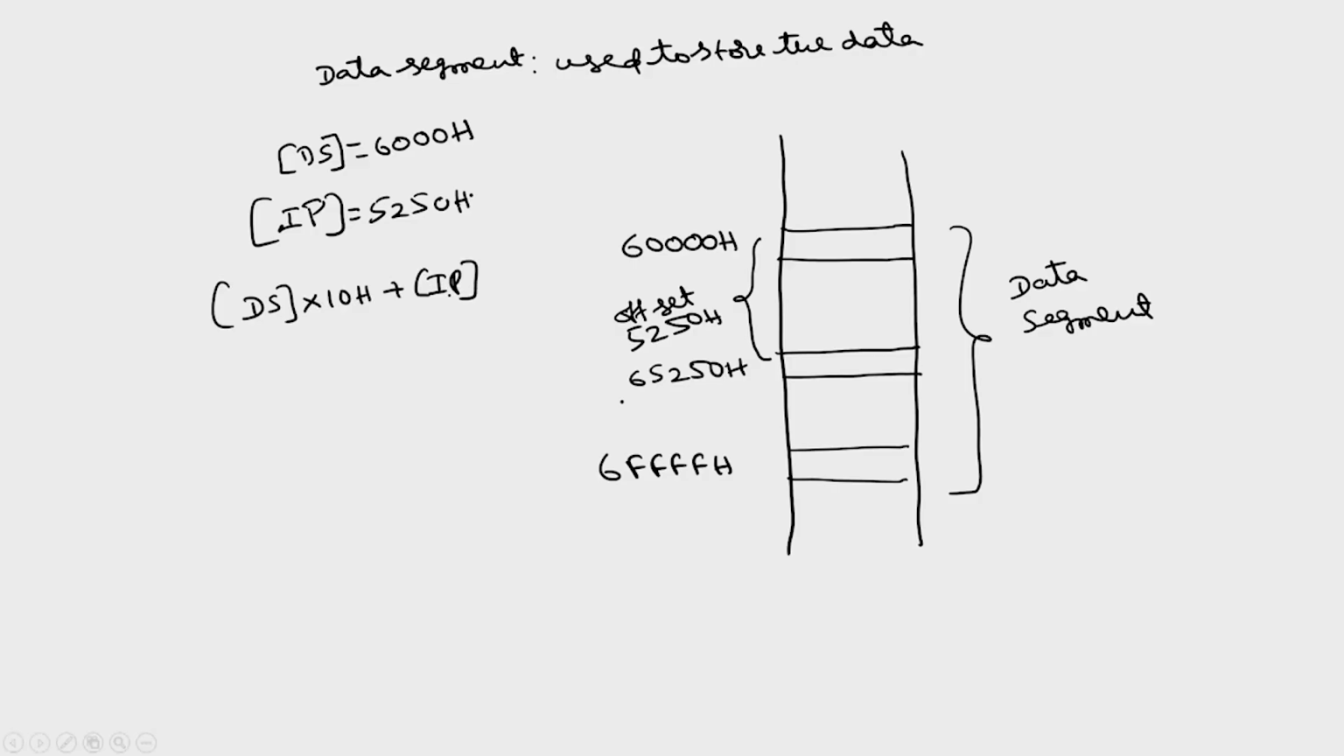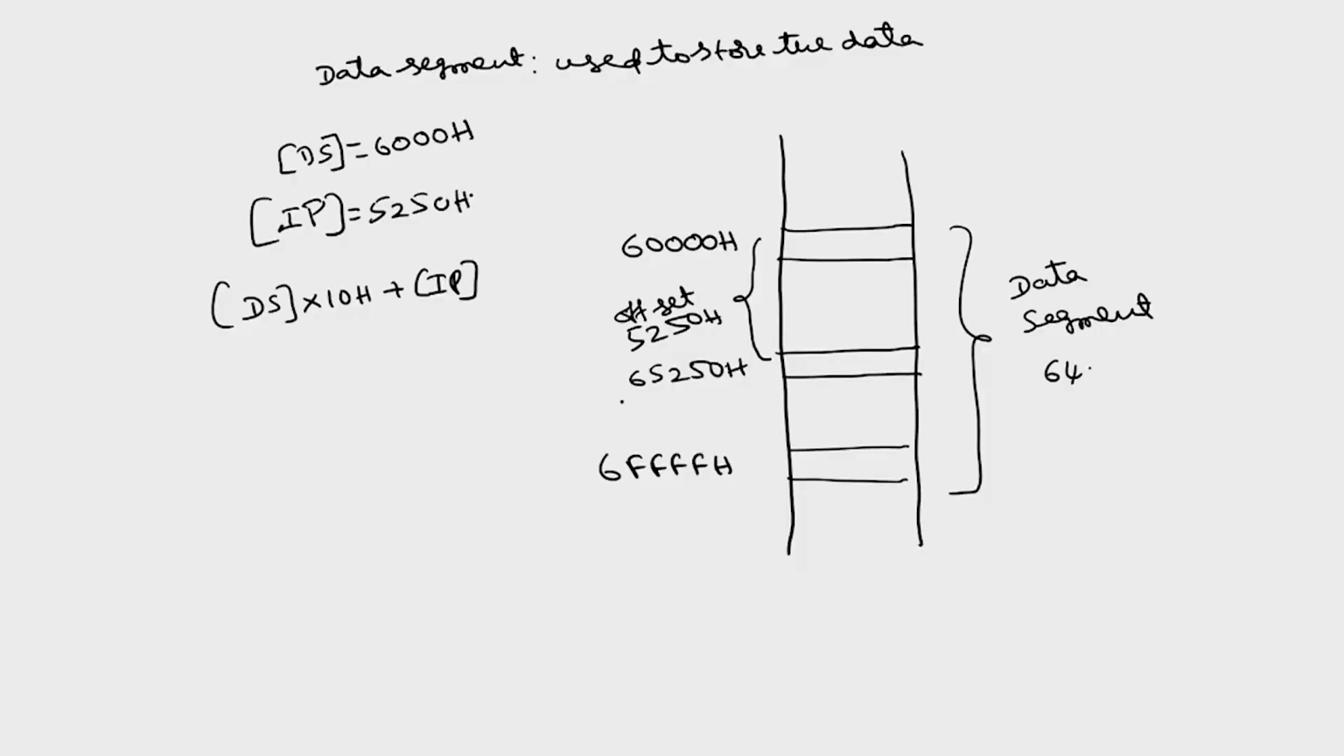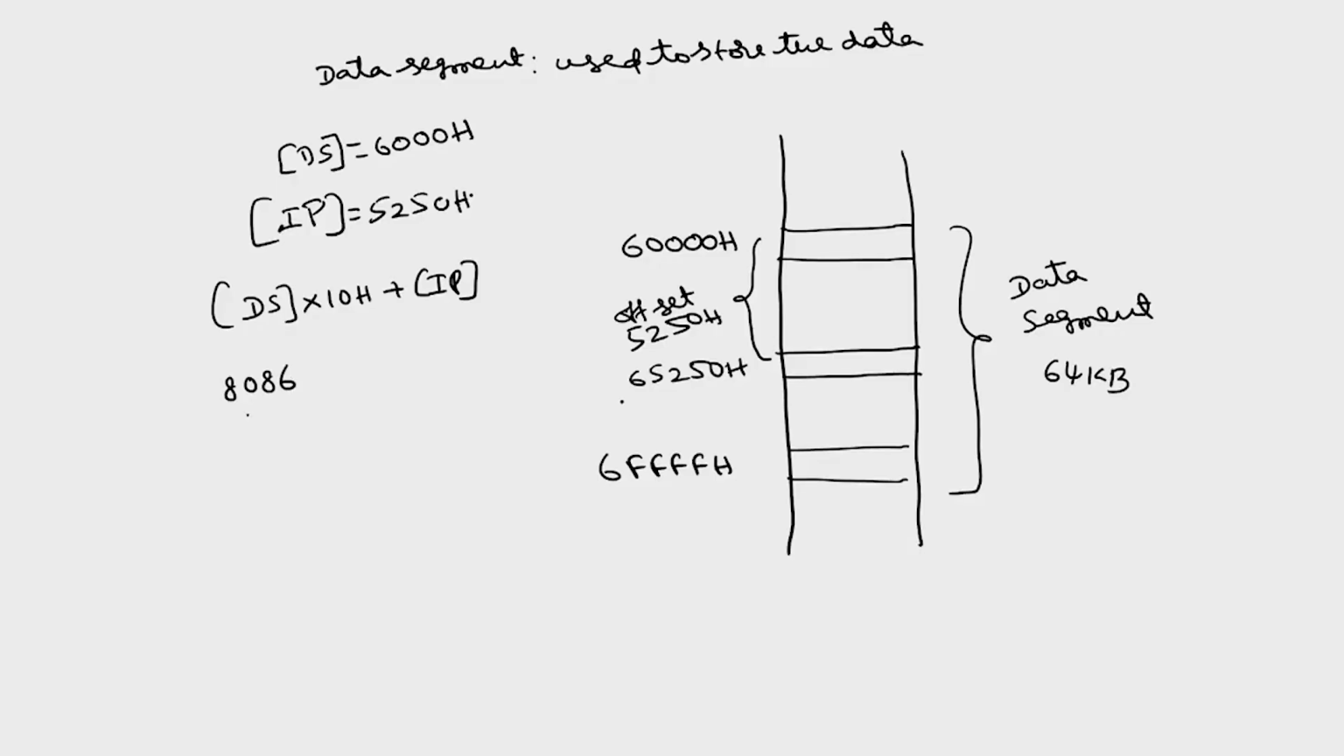There are some advantages of this memory segmentation. One is we can access 4 segments, each a maximum of 64 kilobytes. So 4 into 64 kilobytes, 256 kilobytes of data can be accessed simultaneously. That is one advantage of this segmentation. Another advantage is that the same memory can be accessed by multiple users. This microprocessor 8086 can operate in maximum mode configuration, which is a multi-processor, multi-user configuration.